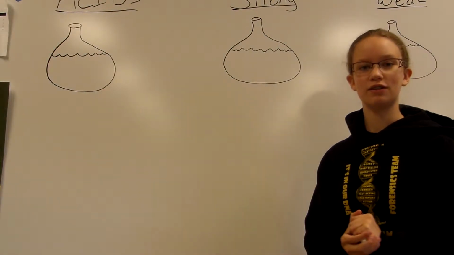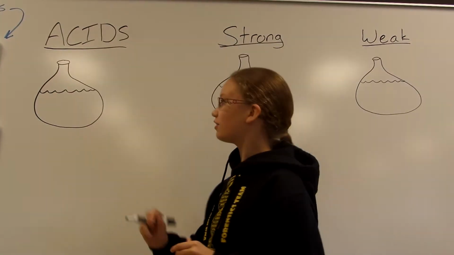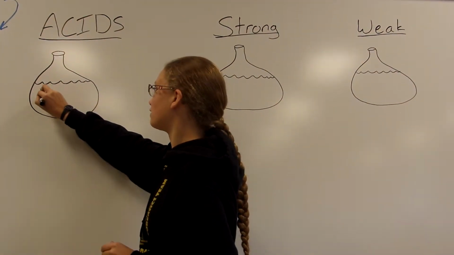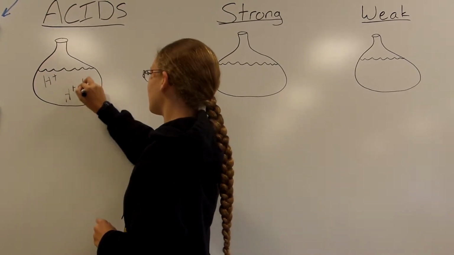about the differences between strong acids and weak acids. Let's start with just acids in general. In general, acids are substances that have lots of H pluses. This gives them a low pH, or pH that is less than 7.